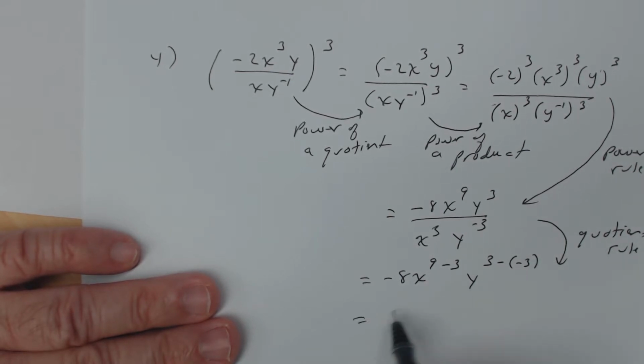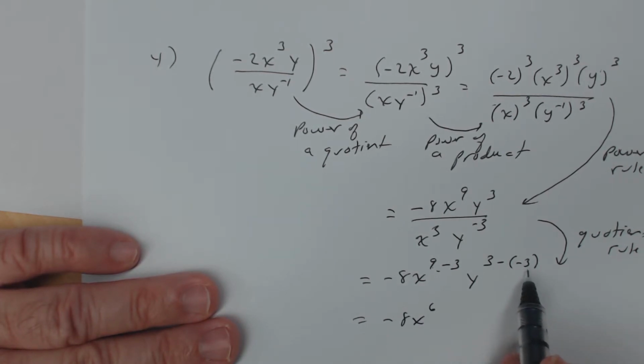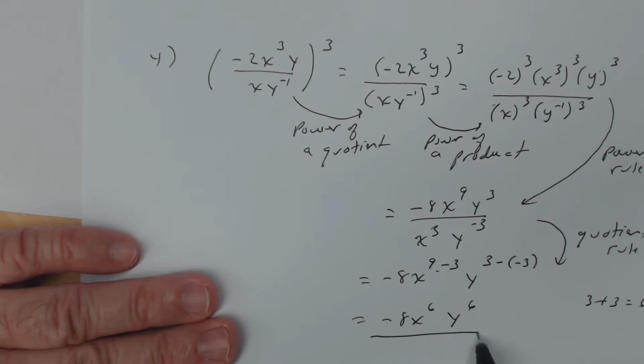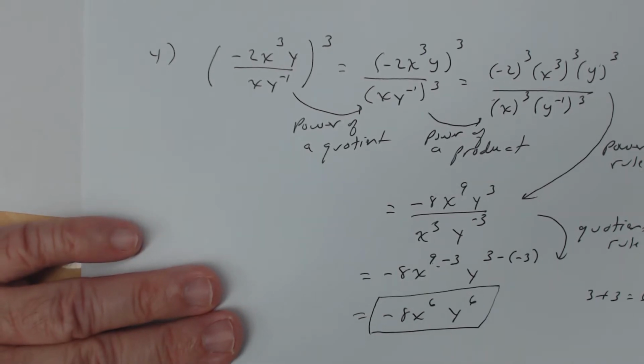And then I'm just going to simplify. So 9 subtract 3, that's easy, that's just 6. 3 subtract a negative 3, remember that means 3 plus 3, which is 6. No negative exponents, you're done. There's your answer. So that was number 4.